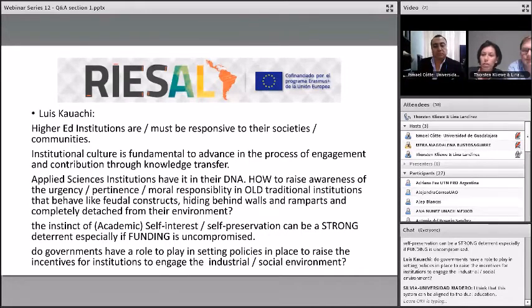And universities at the management level can communicate these changes to their academics and make them aware of the change they need to do as well.